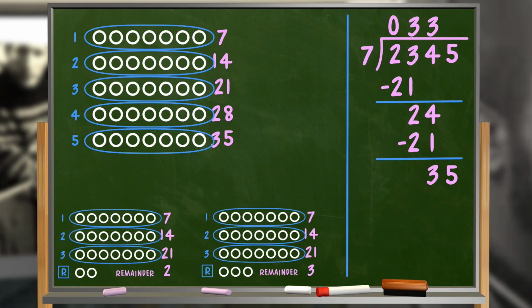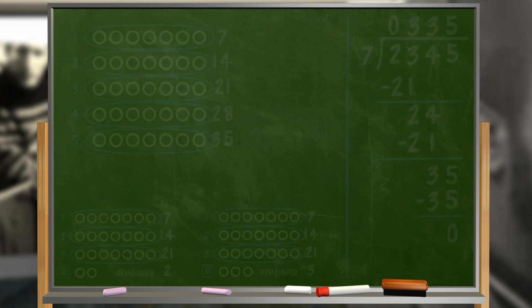So 7 goes into 35, or 35 is divisible by 7, 5 times. 5 times 7 is 35. No remainder. So my quotient is 335. Great job.